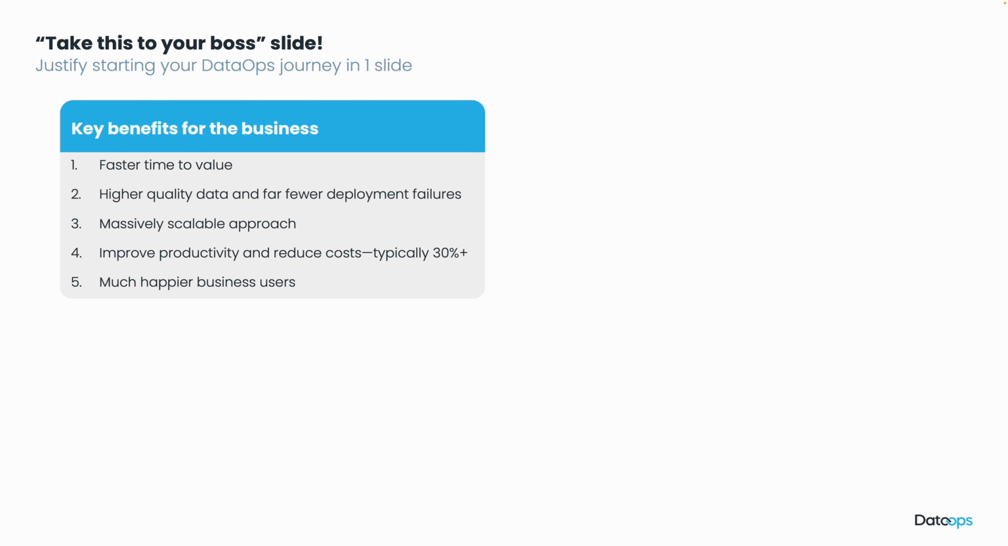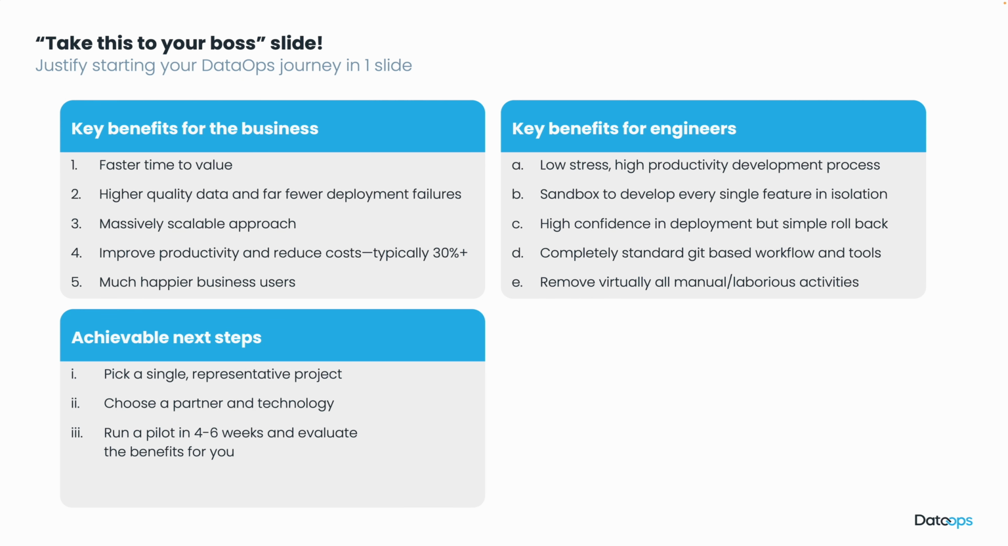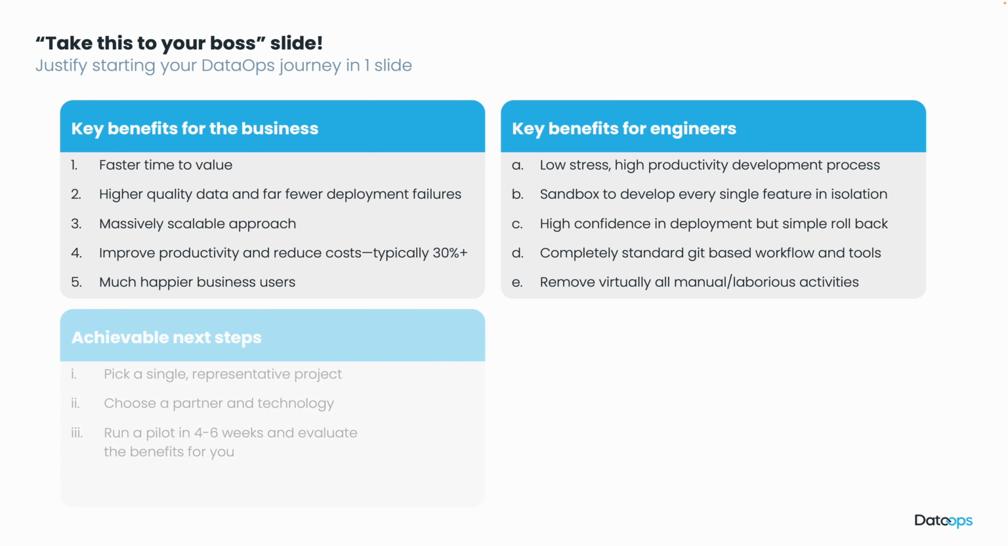So I'm not going to read through all of these, but just quantifying 4 key areas that the business will understand. Also 5 key areas the business will understand in terms of key values and the key benefits for engineers. If you can go and say, look, here's 5 benefits for the business, 5 benefits for the engineers, that's almost always enough to get started.